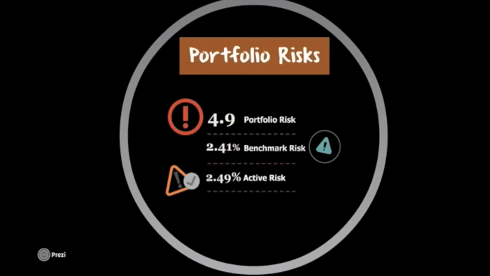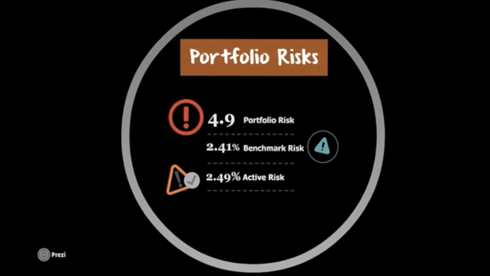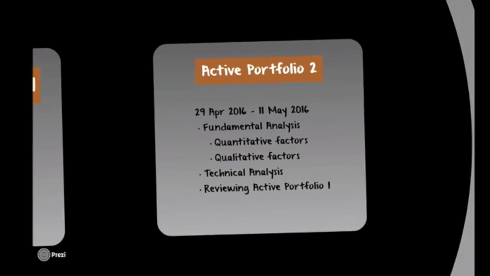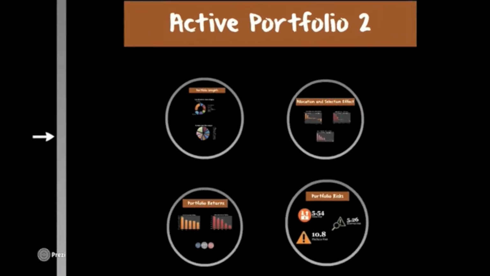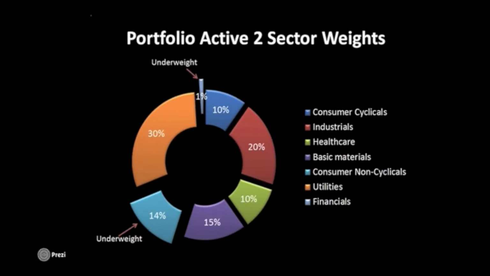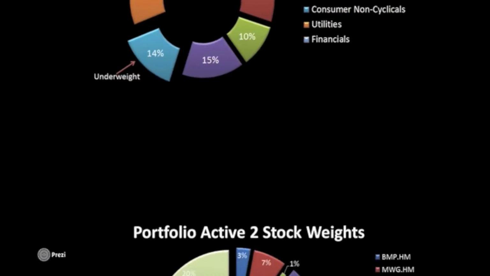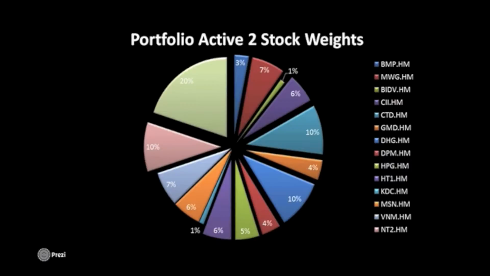In portfolio 2, we will discuss the same factors as portfolio 1, but we add the reviewing of active portfolio 1. Firstly, we will talk about the sector weight. Here, utilities and industrial sectors have the largest weight, which account for 30% and 20% respectively. Next, about the stock weight, most of our portfolio securities are overweight, especially the BBC with 20%.